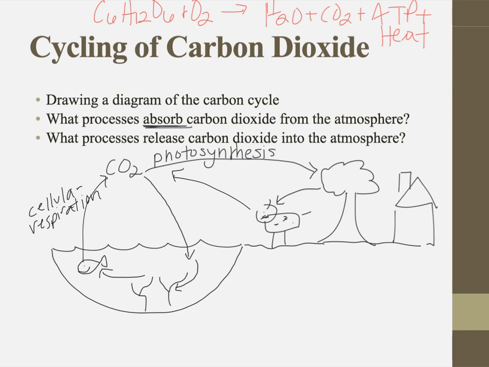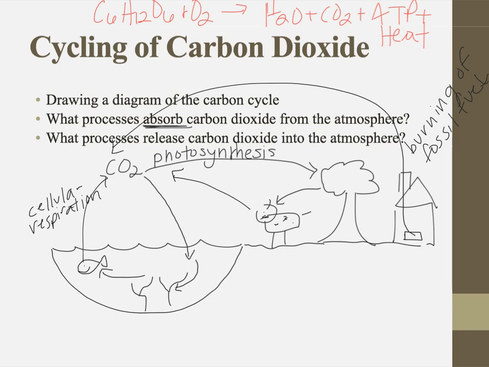Okay, so why did I draw this house here? Well, it's because I didn't want to draw a factory, or I guess I could have drawn a car. But one of the other processes that we're going to talk a lot about is the burning of fossil fuels. So I'm just going to go ahead and write that. Burning of fossil fuels. And that again is going to take carbon out of things, okay? And when we burn them, it's going to release that back into the atmosphere.